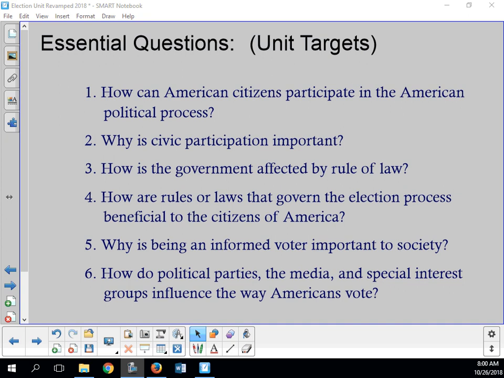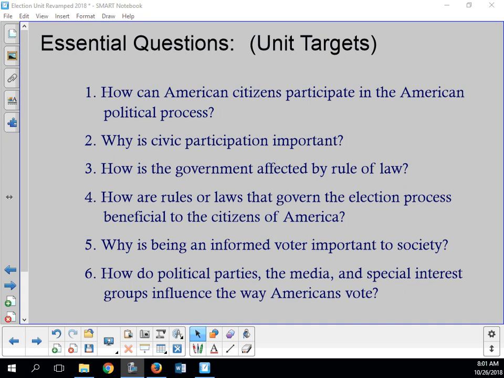All right, number 2, is civic participation important? I'll give you a hint. The answer is yeah. But we will talk about why. And how is the government affected by the rule of law? How many of you know what the rule of law is? Well, guess what? I'm going to teach you. That's my job.